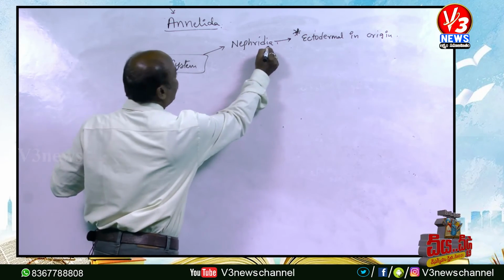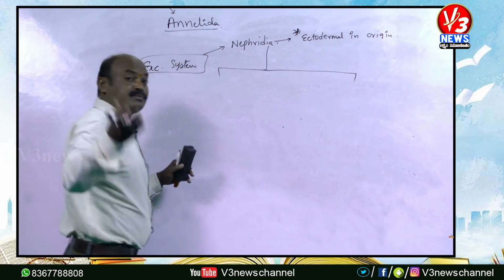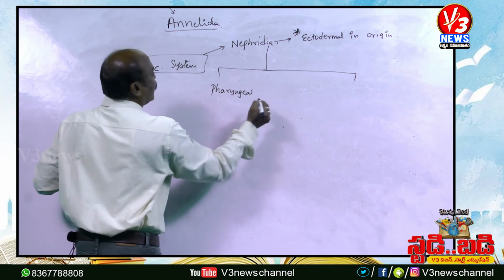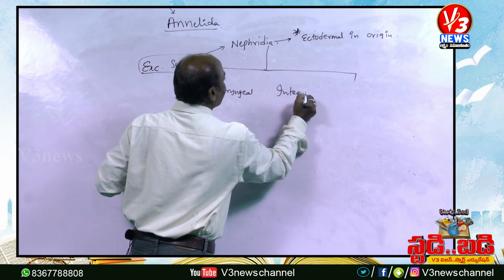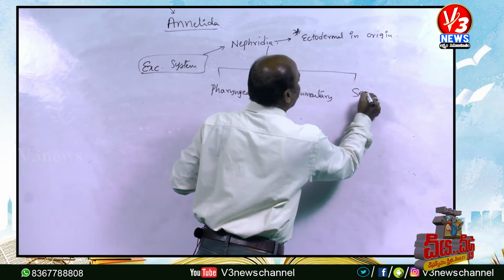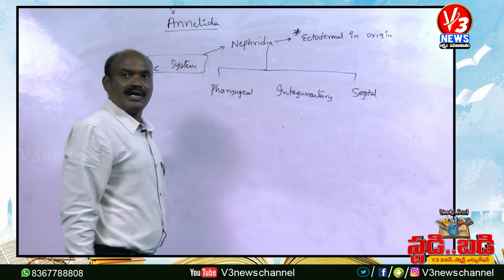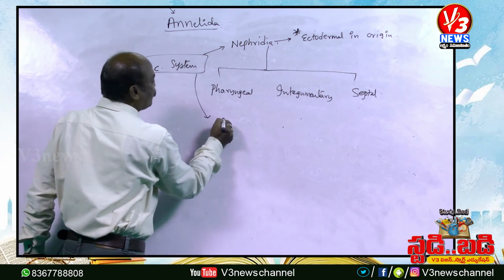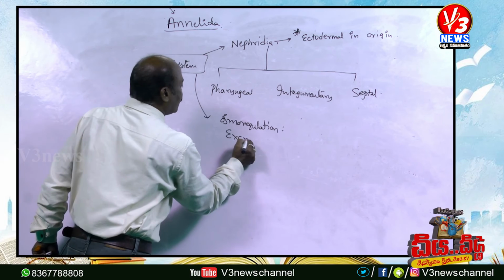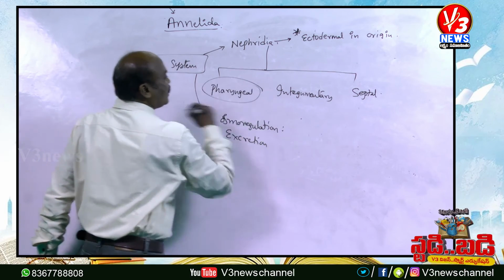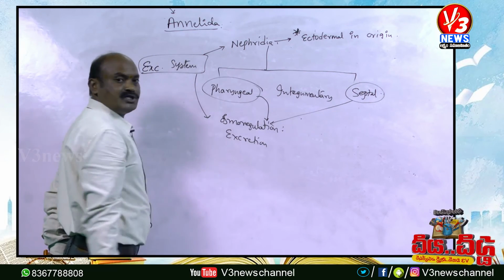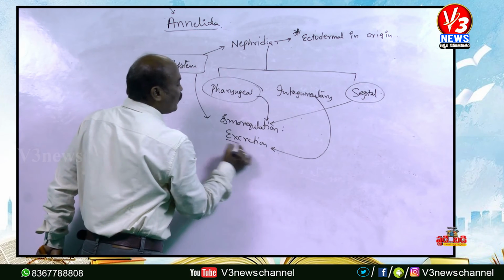In earthworm-like annelids, these nephridia are of three types: pharyngeal nephridia, integumentary nephridia, and septal nephridia. They are useful for osmoregulation as well as excretion. Pharyngeal nephridia and septal nephridia are osmoregulatory in function, and integumentary nephridia are for excretion.